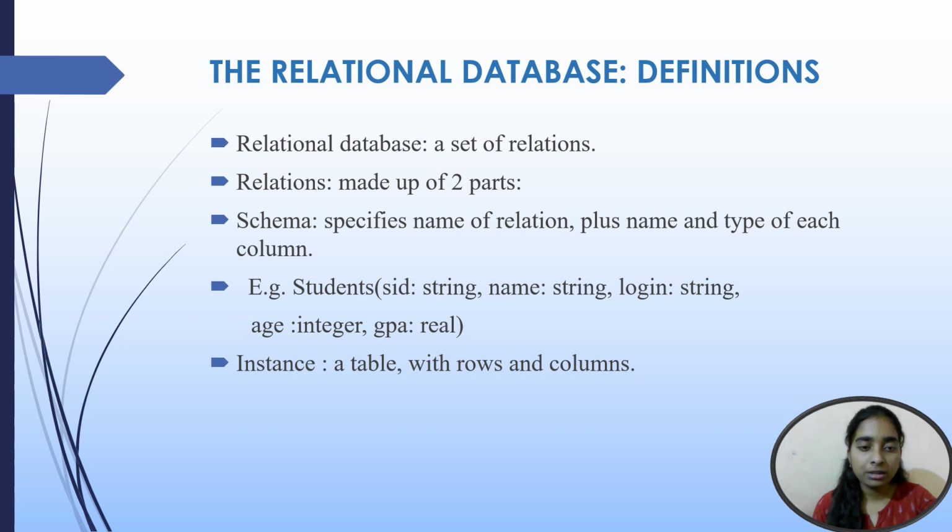For example, in the student relation, SID is a string, name is also a string, login is a string, age is an integer, and GPA is a real. And an instance is a table with rows and columns.